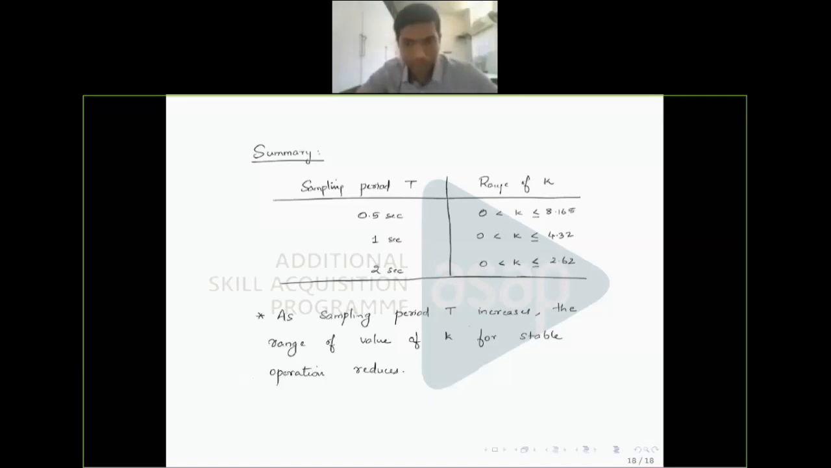Okay, the next question is, can we generalize the statement that as sampling interval decreases, gain increases? Can you repeat the question? Can we generalize the statement that as sampling interval decreases, gain increases?